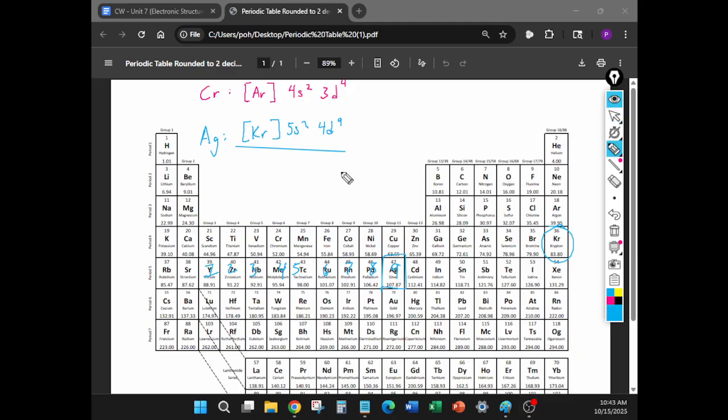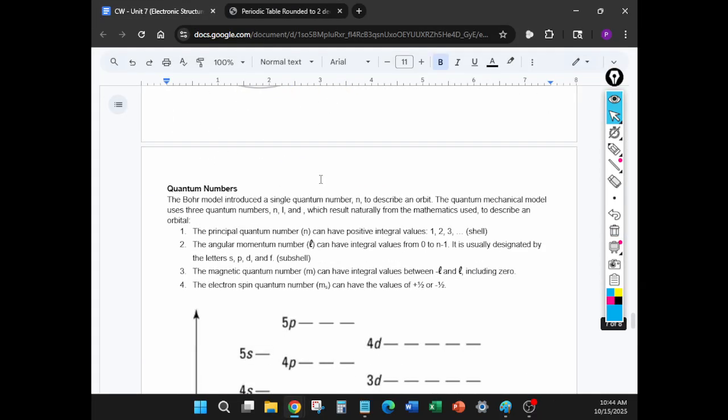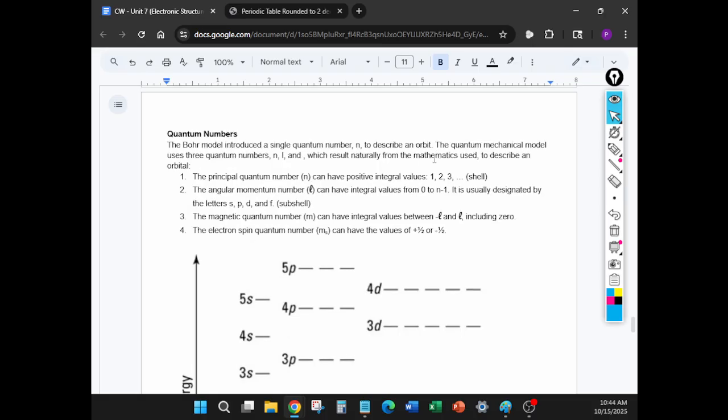Now, there is another type of electron configuration problem that you'll see on the AP Chem exam, and it's going to be a diagram. So I'm going to scroll down, and we are going to talk about something called quantum numbers. Basically, these are, I guess, the ID numbers that electrons in an element can have.